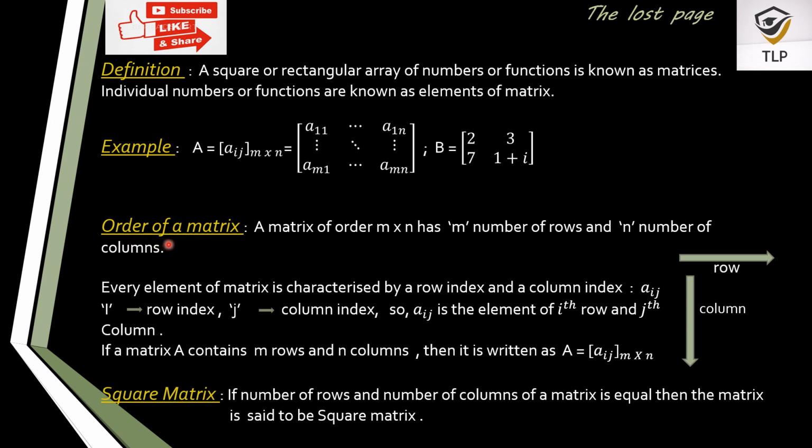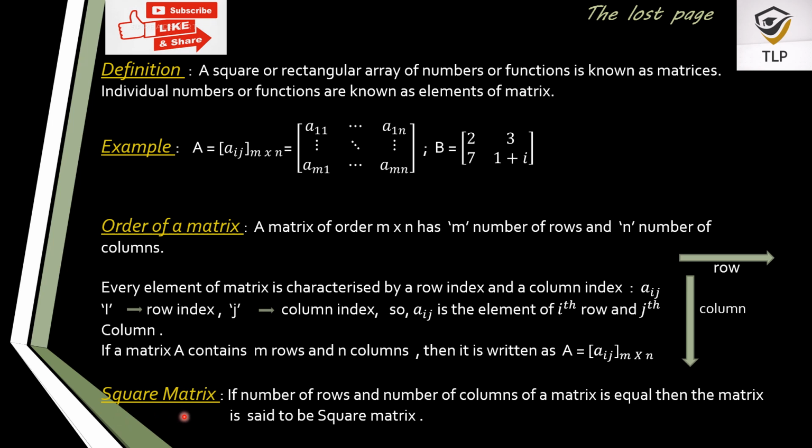Now, the order of a matrix. A matrix of order m cross n has m number of rows and n number of columns. Every element of a matrix is characterized by a row index and a column index, Aij. i is the row index and j is the column index. So, Aij is the element of the ith row and jth column. If a matrix A contains m rows and n columns, then it is written as A equal to Aij of the order m cross n.